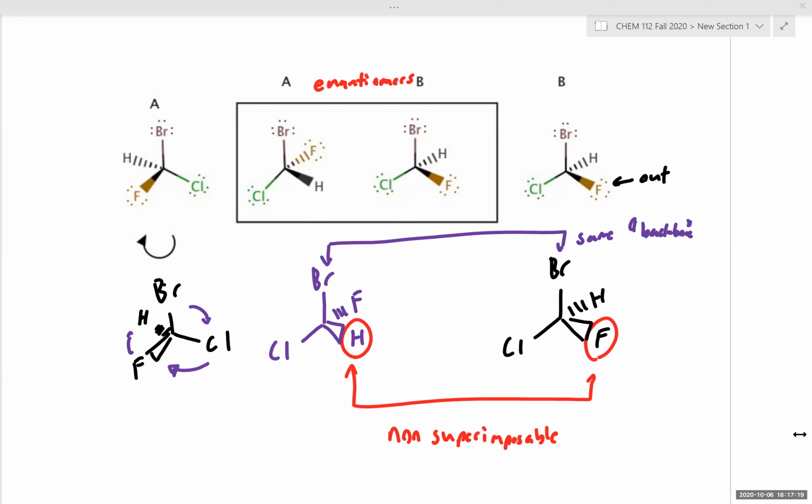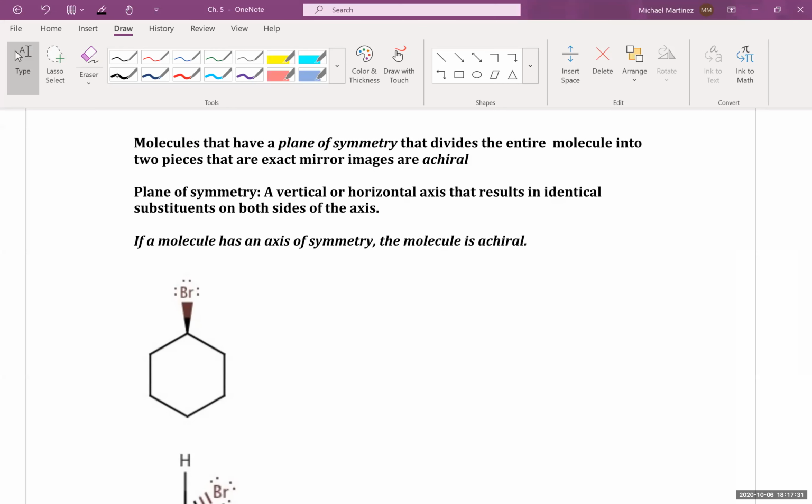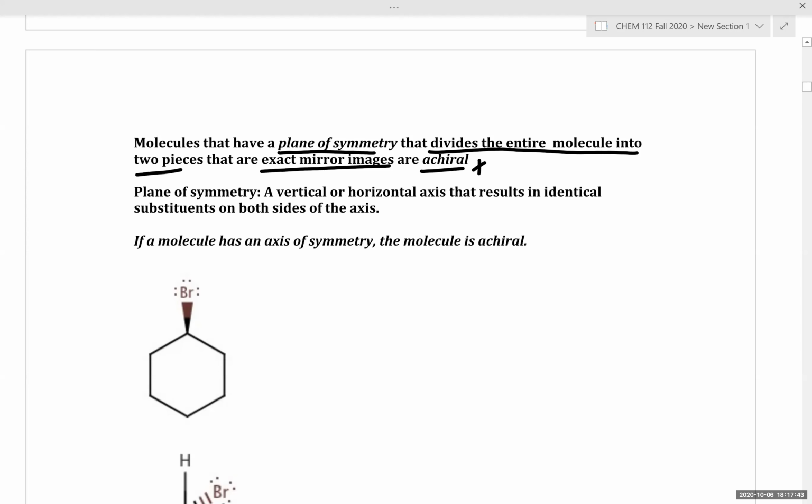Perfect. Okay, so let's keep going now. There's one other topic that we need to discuss, and this is the idea of a plane of symmetry. Molecules that have a plane of symmetry that divides the entire molecule into two pieces that are exact mirror images are achiral. A plane of symmetry is a vertical or horizontal axis that results in identical substituents on both sides of the axis. If a molecule has an axis of symmetry, the molecule is achiral.